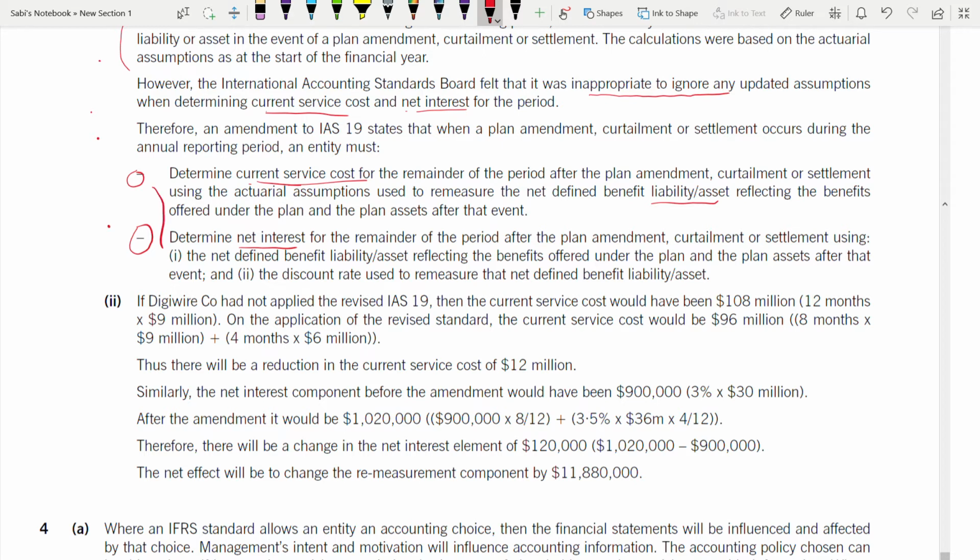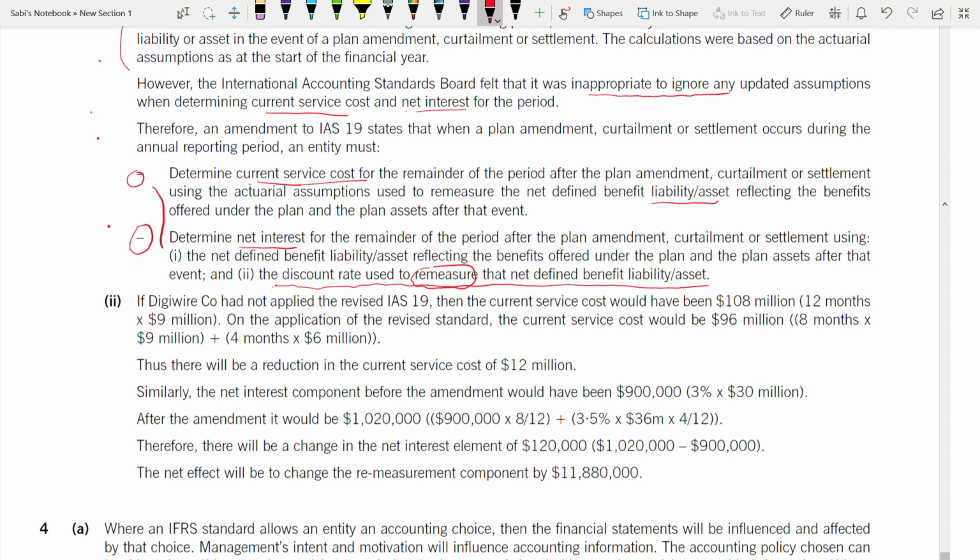Just here it is current service cost, here it is net interest, and the addition is this. Here the net interest means, of course, when you have to find interest, you have to talk about discount also. So the discount rate used to remeasure. Okay, it's remeasure, updated remeasure. If you say measure, measure means first time you are measuring. Remeasure means second time updating. So make sure that these words are there: discount rate used to remeasure that net defined benefit liability and asset.